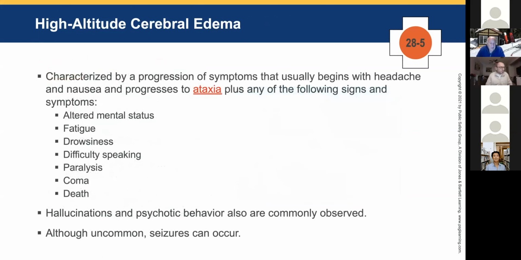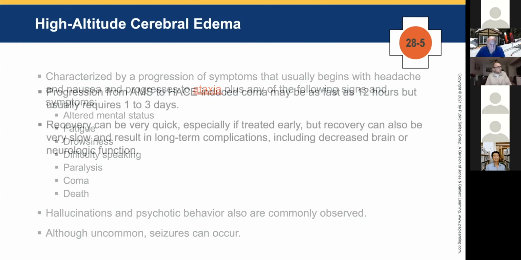HACE is characterized by a progression of symptoms that usually begins with a headache and nausea, and progresses to ataxia, plus any of the following signs and symptoms: altered mental status, fatigue, drowsiness, difficulty speaking, paralysis, coma, and death. Hallucinations and psychotic behavior are also commonly observed. It's not common, but seizures can also occur.